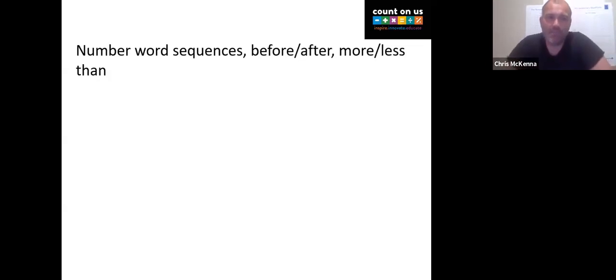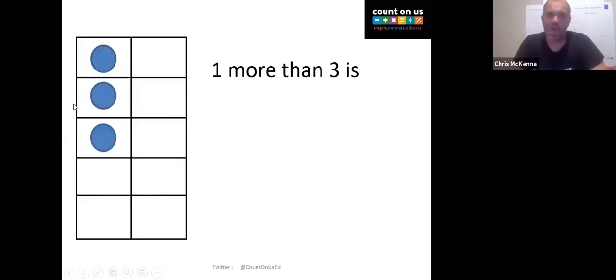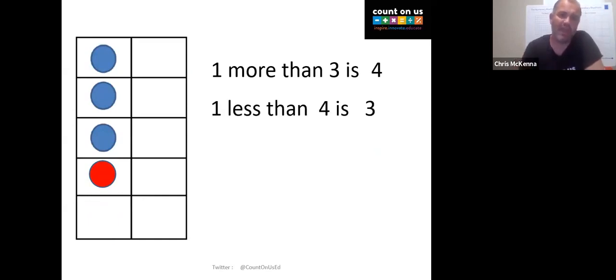Okay, so we're going to look at some number word sequences. We're going to look at using before and after, or more than and less than. So we can see I have 3 dots here. If I put in 1 more, I can see that 1 more than 3 is 4. From that picture, I can also say that 1 less than 4 is 3. So if I take this red dot away, or we hide it, we can say 1 less than 4 is the 3 that we originally started with.